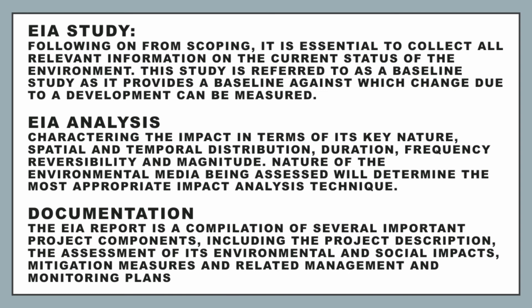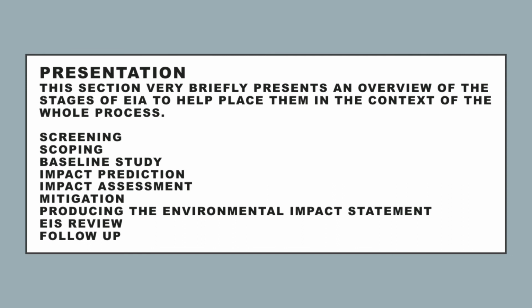Documentation. The EIA report is a compilation of several important project components, including the project description, the assessment of its environmental and social impacts, mitigation measures and related management and monitoring plans. Presentation. This section very briefly presents an overview of the stages of EIA to help place them in the context of the whole process: screening, scoping, baseline study, impact prediction, impact assessment, mitigation, producing the environmental impact statement, review, follow-up.